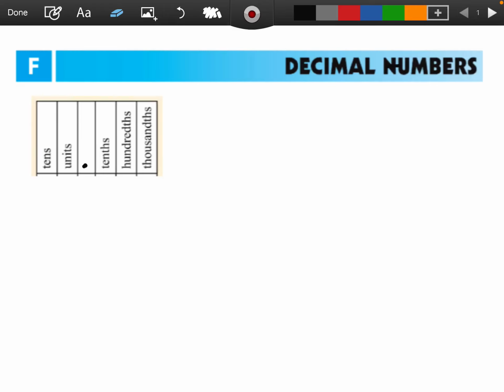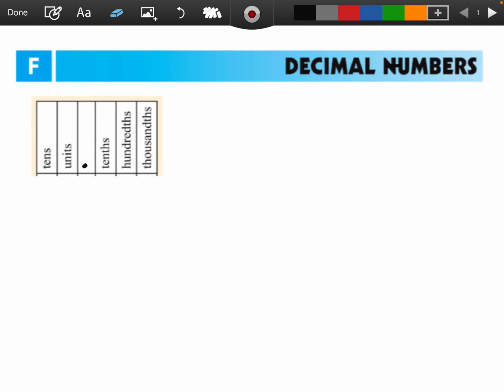Hi everyone, so this video is going to be about decimal numbers. We're talking a little bit about decimal numbers, but I'm taking for granted that you know some place value, which we will review. But the focus of this video will really be on converting decimals into fractions. But in order to do that, you need to know your place value.